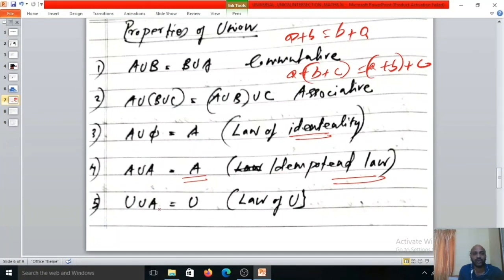Then U union A. Actually A is subset of U. Therefore all elements of A are in U. So clearly U union A will be equal to U. That is called law of U.